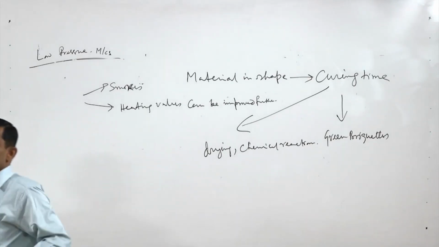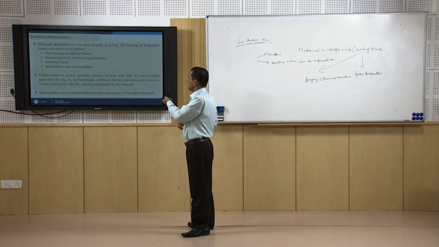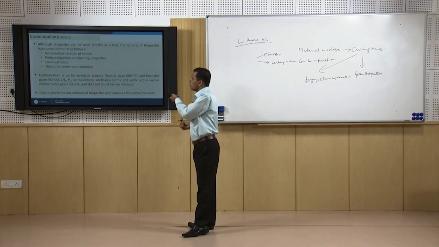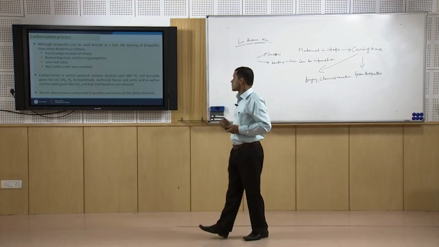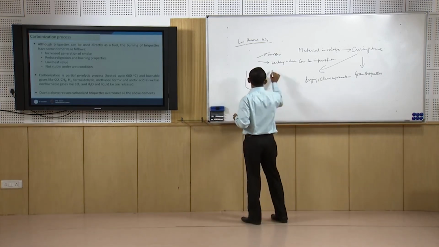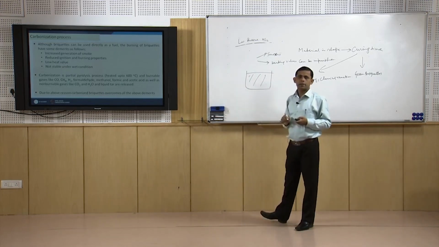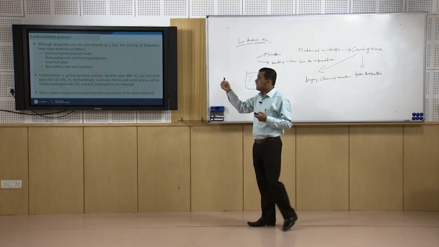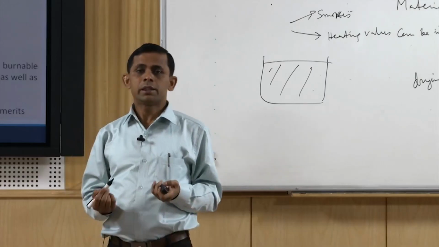So, if we use the briquettes as such, they will have some disadvantages: reduced ignition and burning properties, low heat value, and not stable under wet conditions. The briquettes cannot be stored under moist conditions for a longer time, that is the disadvantage. These major disadvantages of the briquettes can be removed by carbonization.